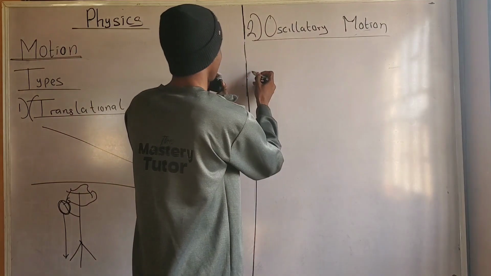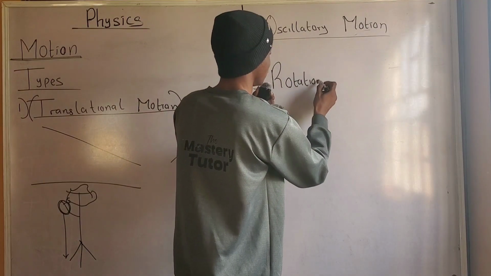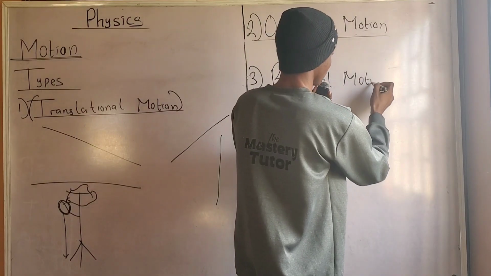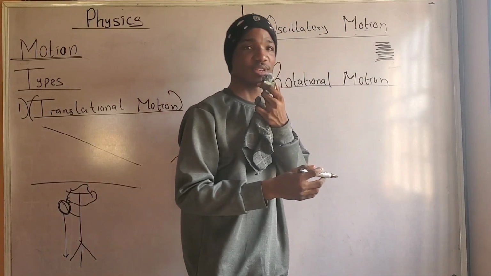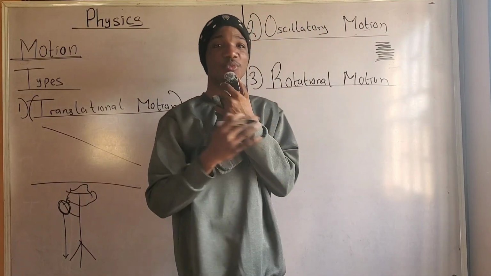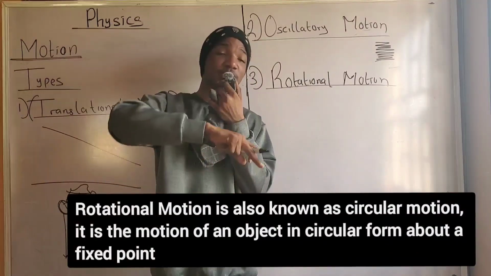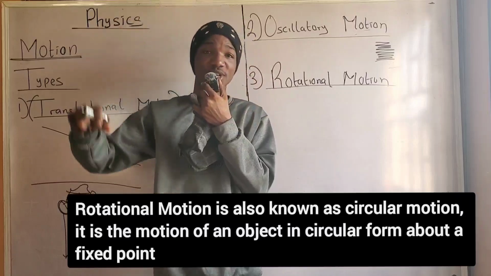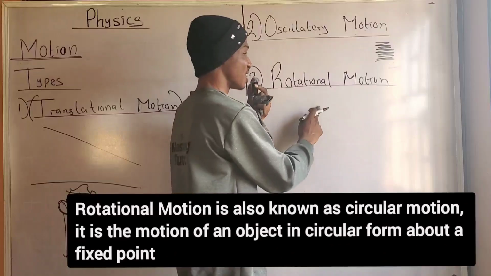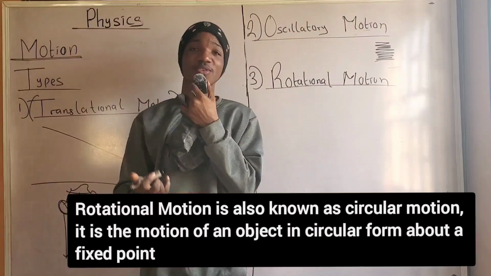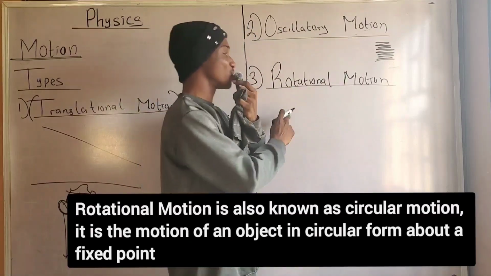The third type of motion that we're going to talk about is rotational motion. When you have the motion of an object vibrating, that kind is oscillatory. Now, rotational motion is another kind of motion, also called circular motion. When you have an object moving around a fixed point, an object whose motion is circular, that kind of motion is rotational. In fact, from the word rotate, what does it mean for an object to rotate? That is, the object moves in circular motion. That kind of motion is rotational motion.